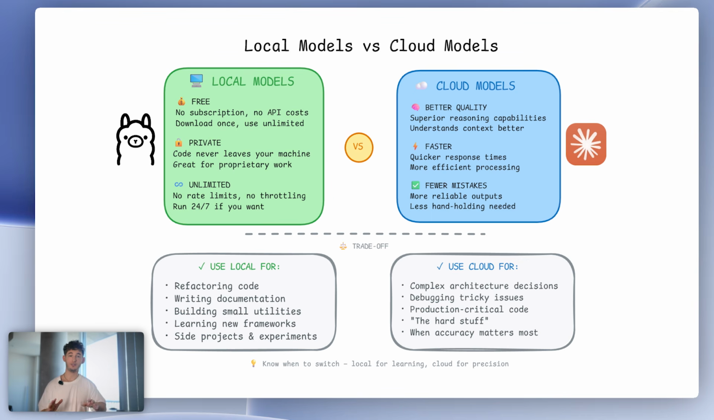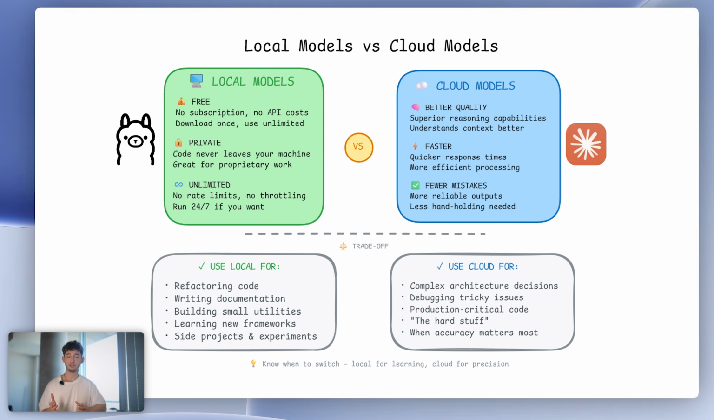Second, it's going to be completely offline and private. So your code never leaves your machine. If you're working on something proprietary, or you just don't want your code being sent to external servers, then local models solve that for you. And third, it's unlimited, so you cannot hit rate limits. You can run this thing 24/7 if you want, and nobody's going to throttle you or charge you even more.